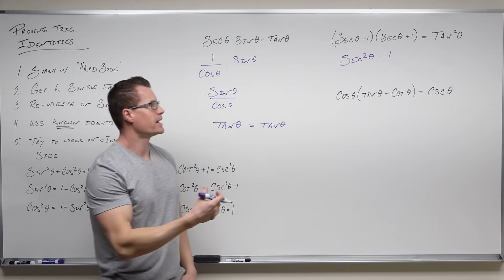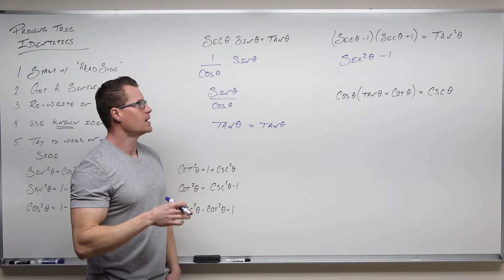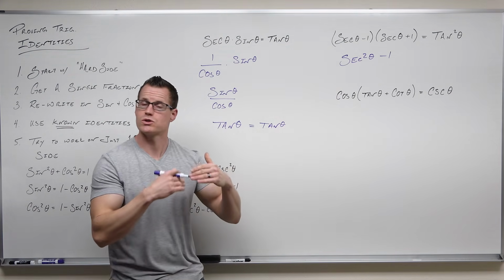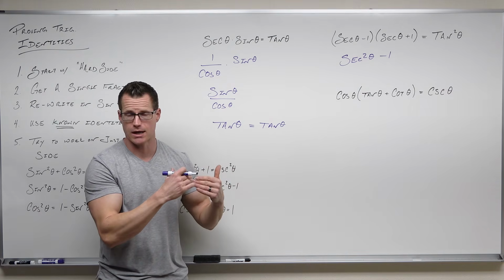So I've started on the hard side. I've looked at it. There's no fractions. I didn't see an identity, but I saw that we were kind of close to one, so I chose to distribute rather than write things in terms of sines and cosines.